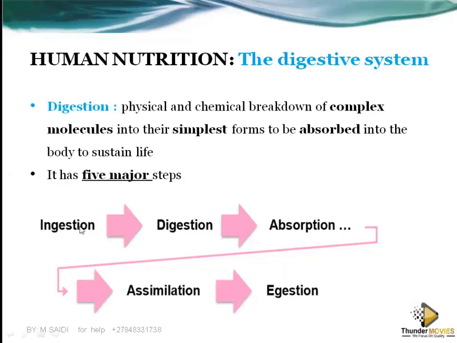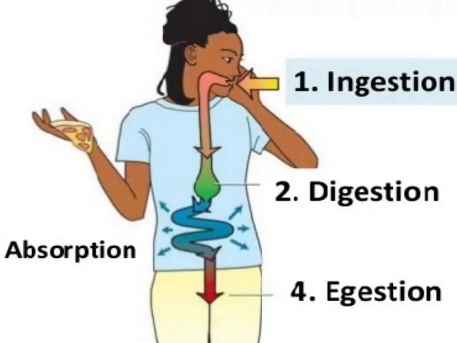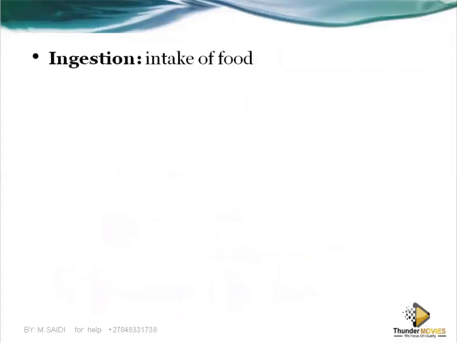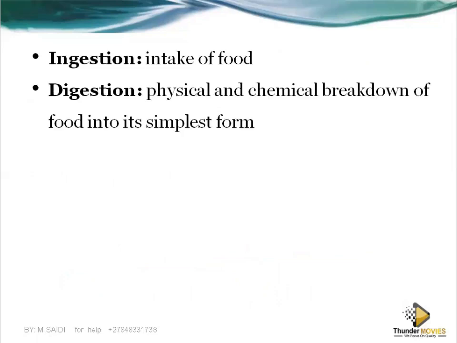So these processes must be in this sequence, the way you see it: ingestion, taking in; digestion, breaking down; absorption, absorbing what is important; and then assimilation, using what you have absorbed; and then the one which is not absorbed is egested, meaning it is taken out of the body. So those are the processes you need to know in the digestive system. As I've said, ingestion means taking in of food, and digestion means breaking down food into smaller particles or the simplest form that can be absorbed into the bloodstream. It involves physical digestion and chemical digestion. We will see this in detail.